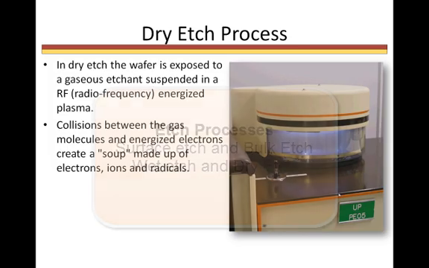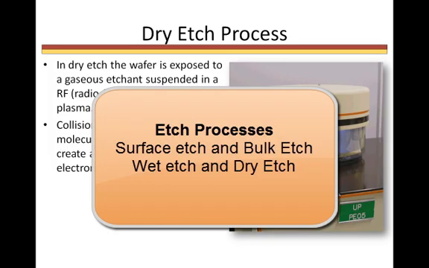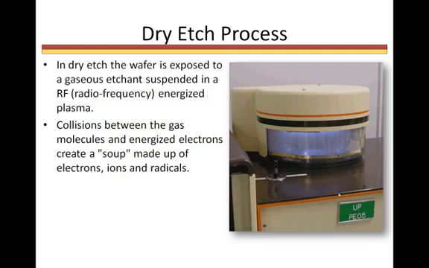In Part 1 of Etch Processes for Microsystems Fabrication, we talked about the different types of etch processes, surface and bulk, wet and dry. We went into detail on the wet etch processes. In this presentation, we will discuss the dry etch processes, as well as the differences between chemical and physical etching.